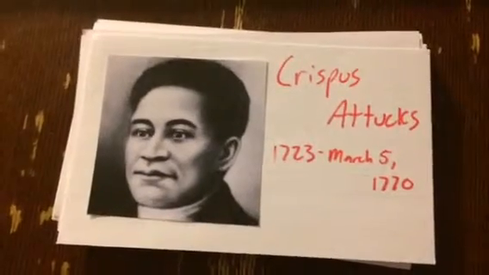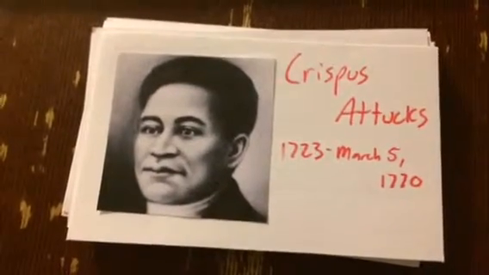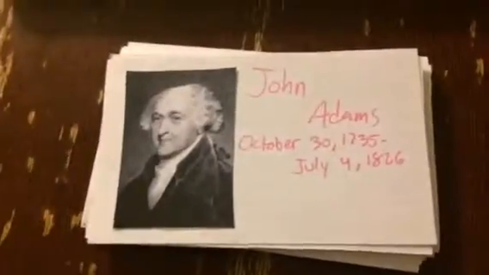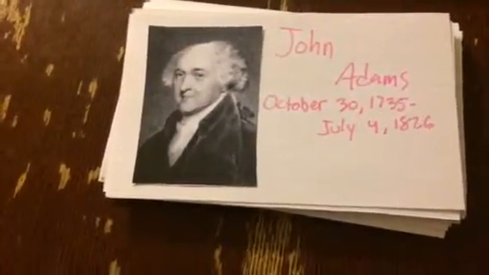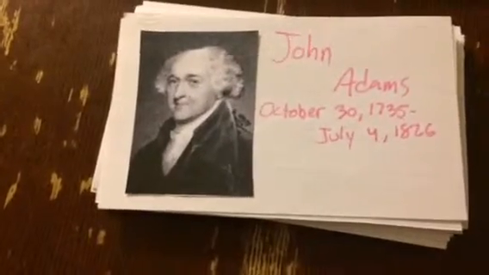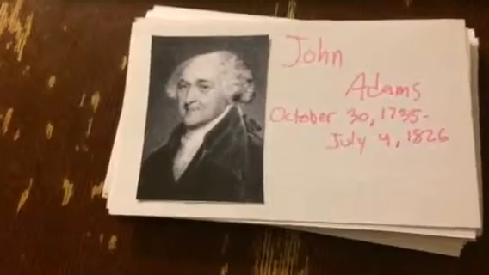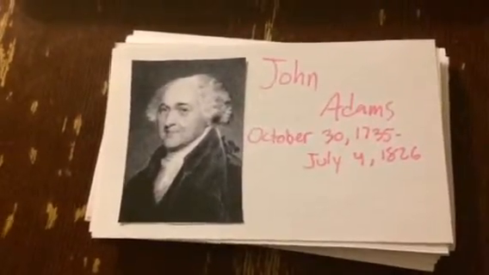Once again, Crispus Attucks was the first death of the American Revolution and was killed in the Boston Massacre. John Adams defended the soldiers at the Boston Massacre and found them not guilty. Most soldiers after that were relocated out of Boston.